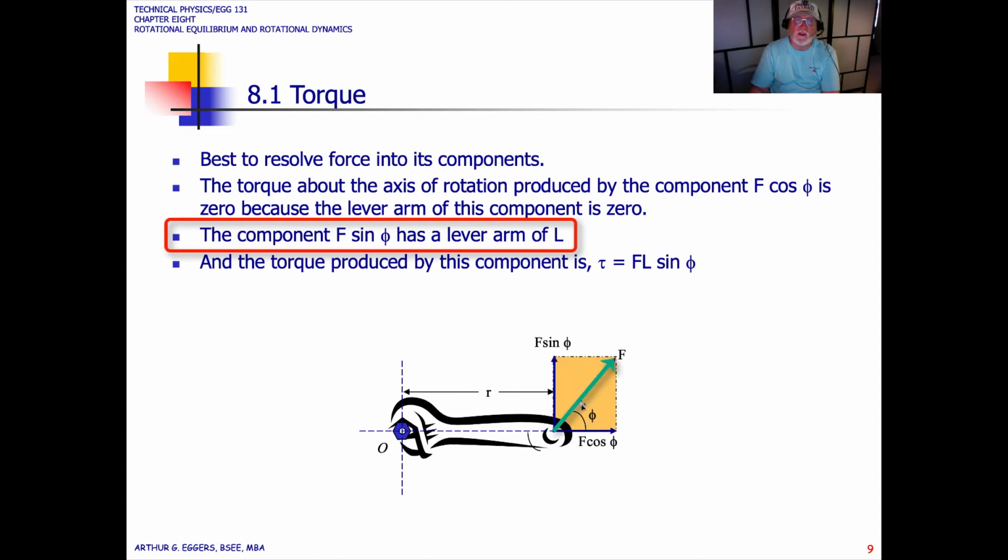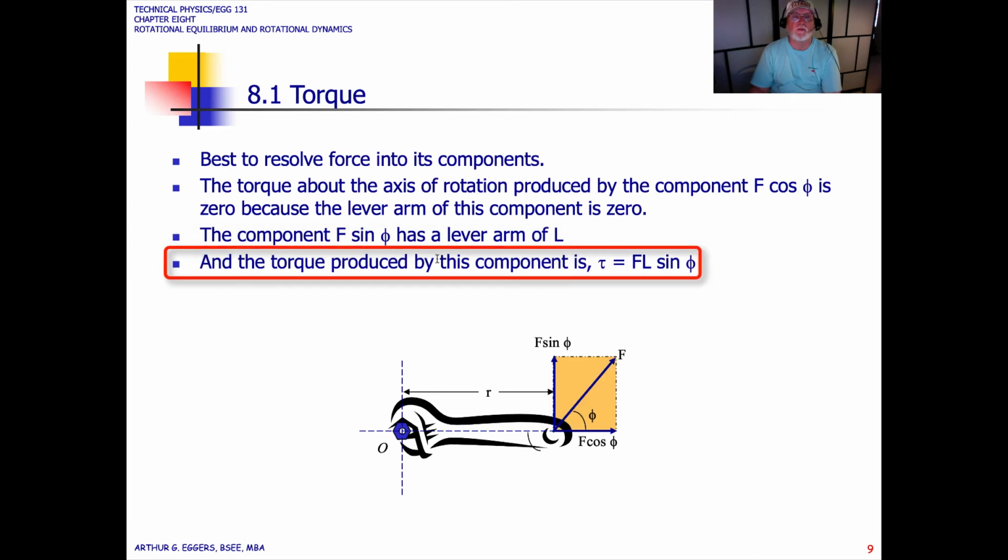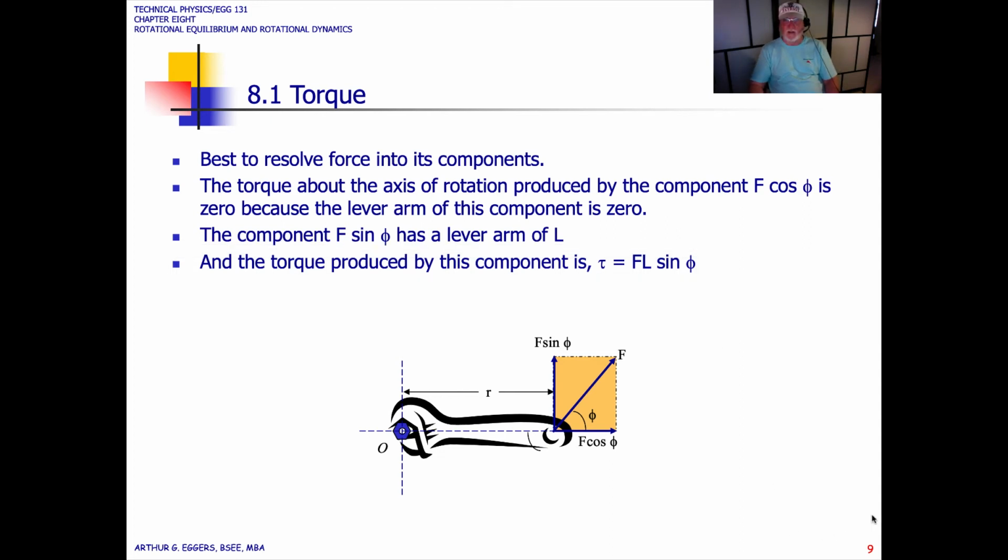So if we determine what this angle was, it looks to be about 45 degrees. If we took the sine of 45 degrees, we'd get a value of about 70% of the force, and that would give us the component doing all the work. The torque produced by this component, tau, is equal to force times the length times the sine of phi.